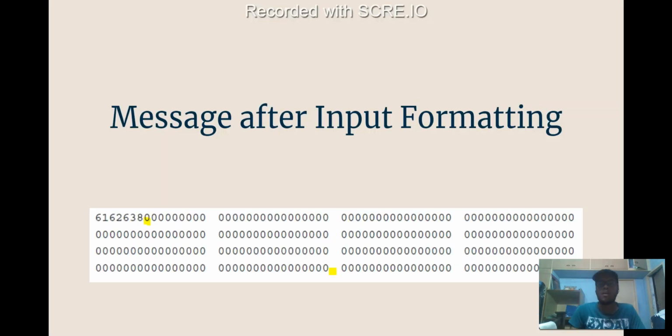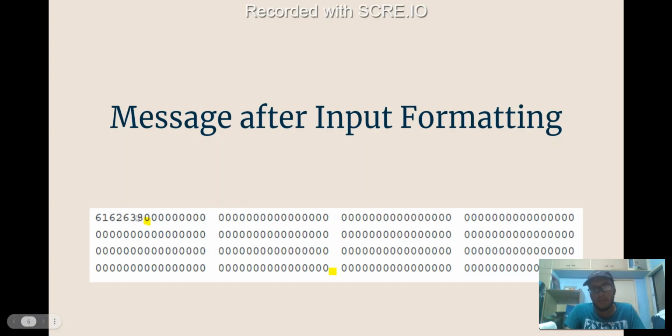Now, let us see the message after input formatting. The first 6 digits are the message 61, 62, and 63. Then, after the message, we need to insert a padding starting with 1 followed by a bunch of zeros. We start with the 1 and end with a bunch of zeros to indicate the padding has started and it is not the message content itself.